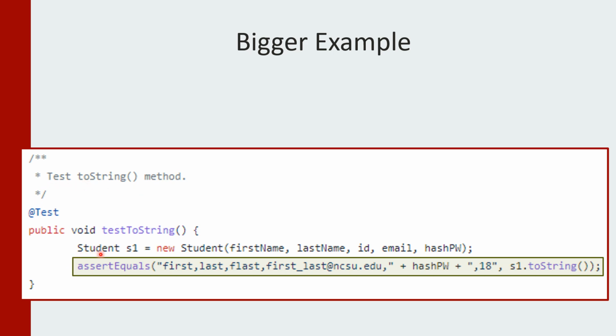So I'm going to create this object called student, and I want to make sure that first comma last, comma f last, comma first underscore last at ncsu.edu plus this hash pw is actually equal to what the toString method does. So in this case, it's a little bit more complicated than just literally typing in the strings, but this toString method is something that creates a string from an object. So this is just here to show you how you can build things up.